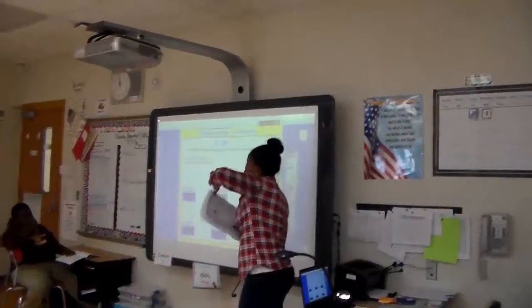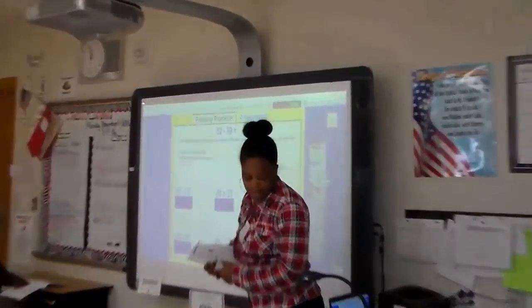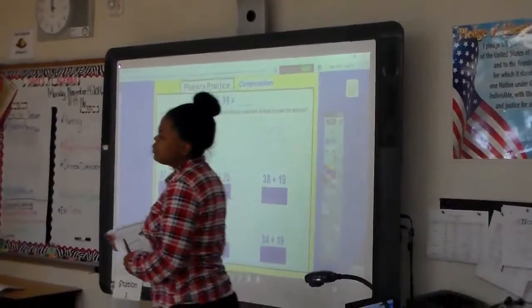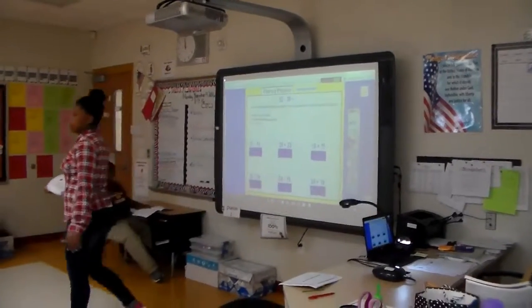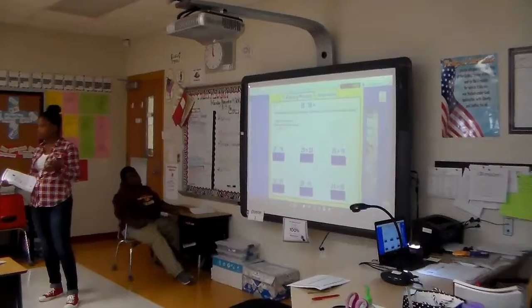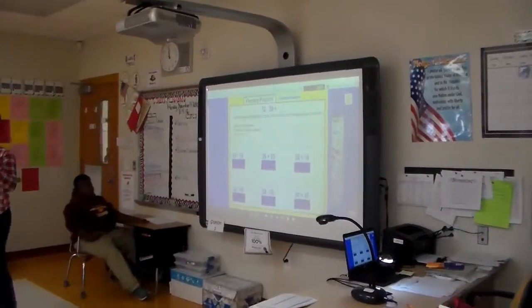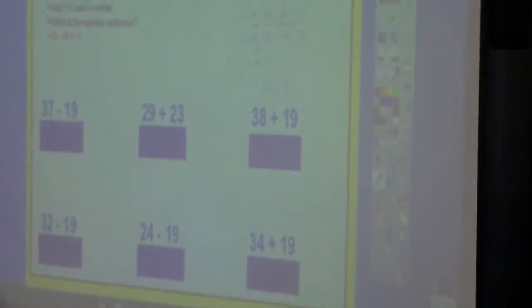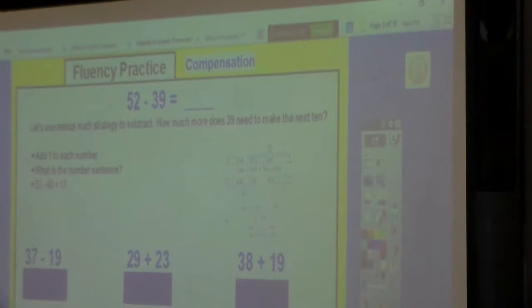Which is something we call compensation. And that means that we're going, kind of like when we did the tape diagram a few weeks ago. Remember when we subtracted on the tape diagram, what we did to one, we had to do to the other one? Yes. And we had to make a multiple of 10? Yes. Well, with the subtraction problems, we're going to do the same thing.